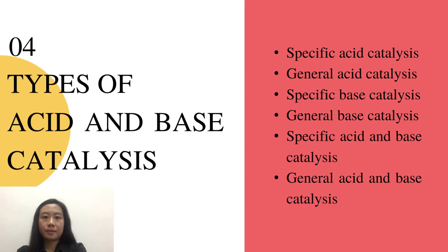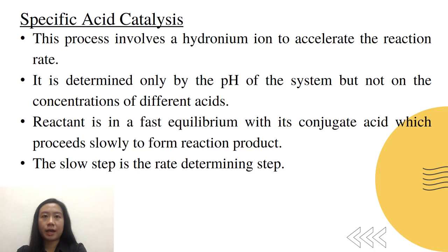There are 6 types of acid and base catalysis. The first type, specific acid catalysis. This process involves a hydronium ion to accelerate the reaction rate. It is determined only by the pH of the system, but not the concentrations of different acids. The reactant is in a fast equilibrium with its conjugate acid, which proceeds slowly to form the reaction product. The slow step is the rate determining step.